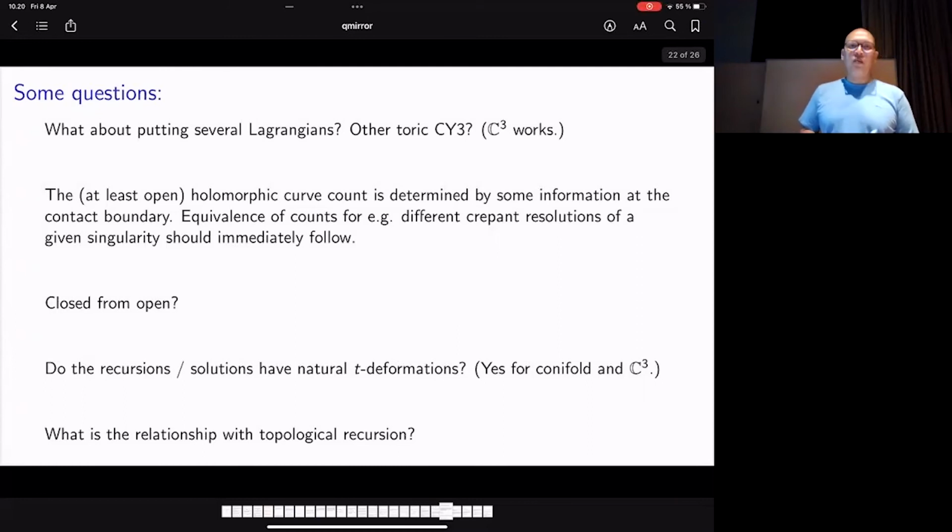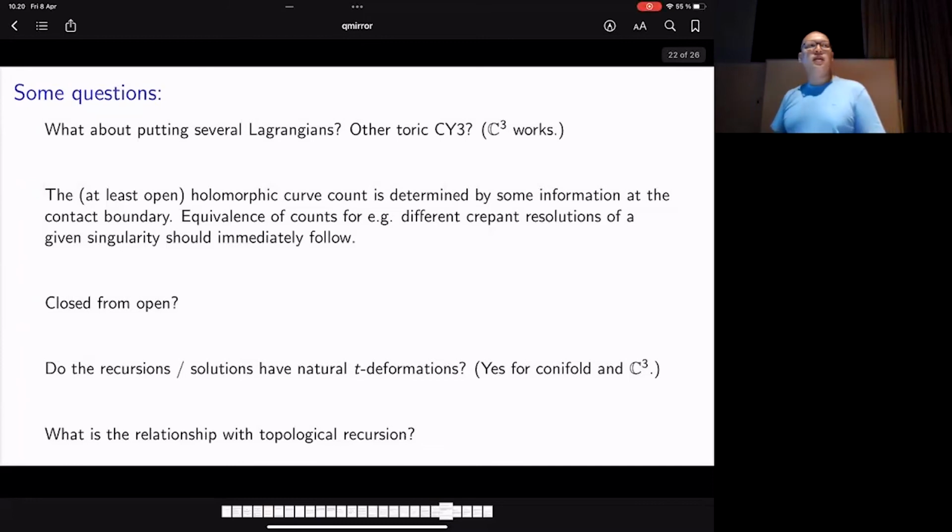When I say works, I mean the only thing that needs to work is that, for literally the story I just told to go through without any further difficulties, you need to know that there are only Reeb chords of index at least 1. That's the thing which has to be true for it to work.